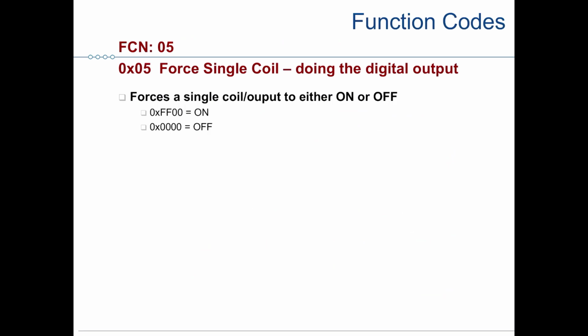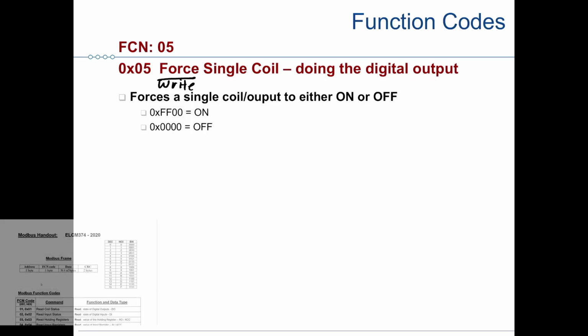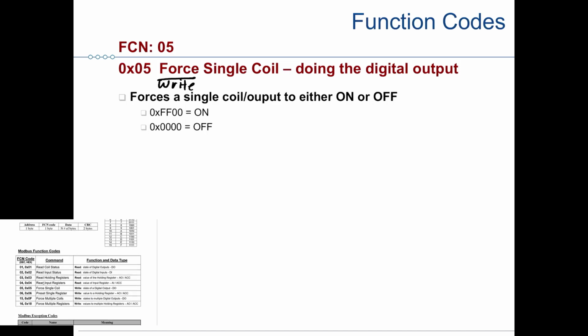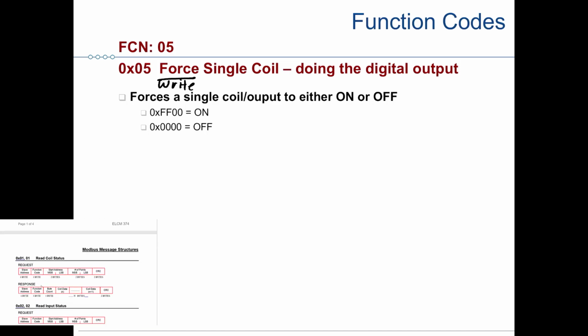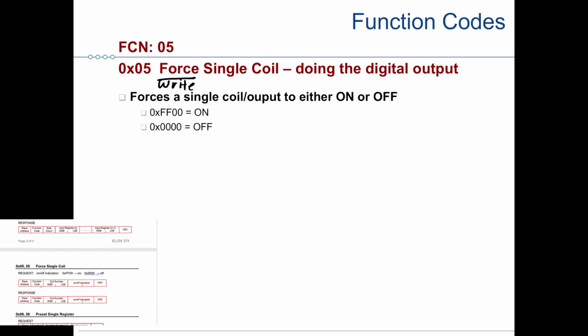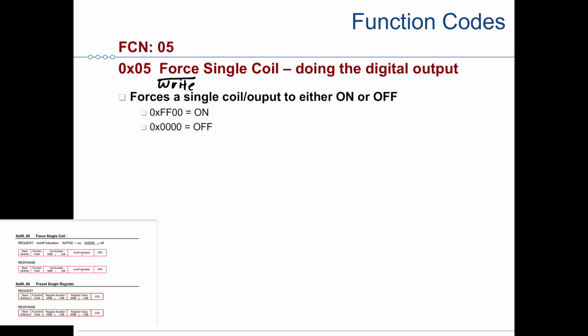All right, now we're going to get into the write command. Write functions now. So here's where we look at our function 05. This name, force, corresponds to writing a control point. And remember that our digital outputs, or our single bit points for control, Modbus calls coils. So in this case, we want to force or energize a single coil or a single digital output. So we can either force it on or off.